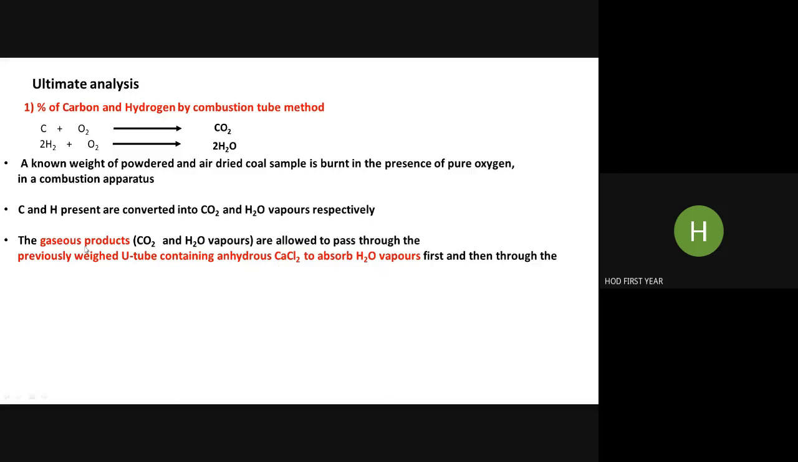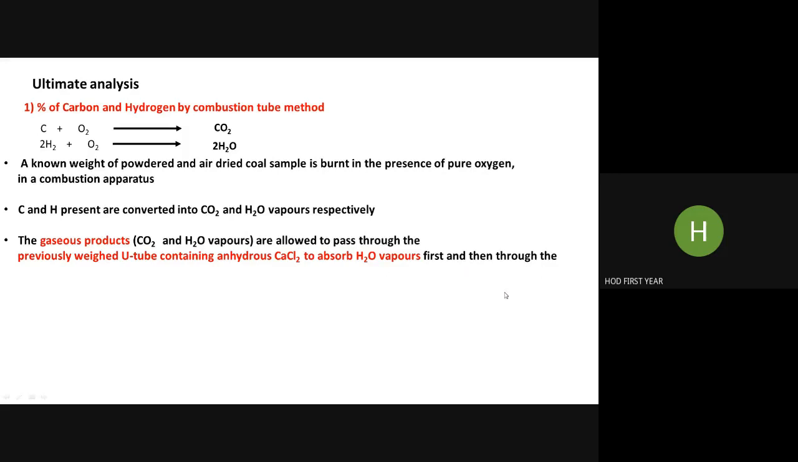Basically, a known weight of coal is burned completely in a combustion tube. Carbon is converted to CO2, hydrogen is converted to water. These gaseous products are allowed to pass first through the U tube containing anhydrous calcium chloride, which is accurately, previously weighed. Here water vapors are absorbed, and not CO2. CO2 vapors are carried further.